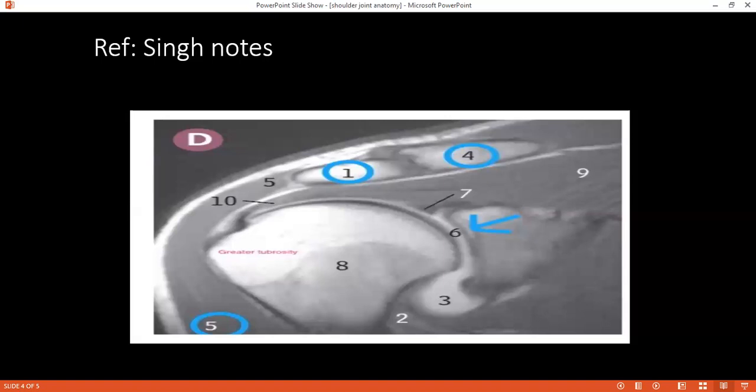Supinator is also C5, 6. And triceps is C6, 7, if I'm right. Supinator is only 6. Okay. And then triceps is C7 only. Just the biceps is C5-6.